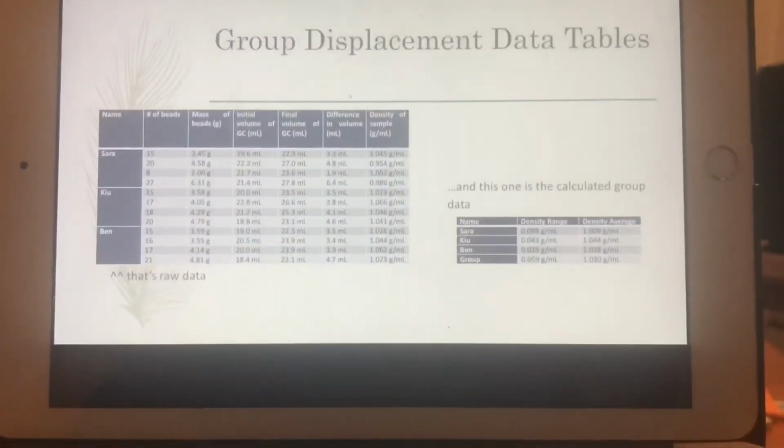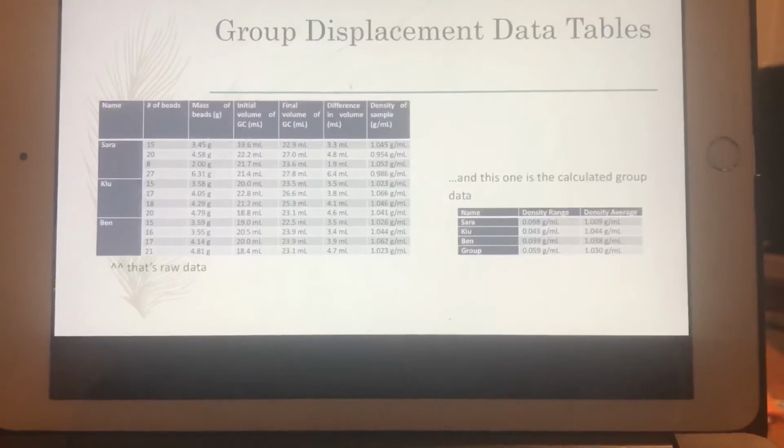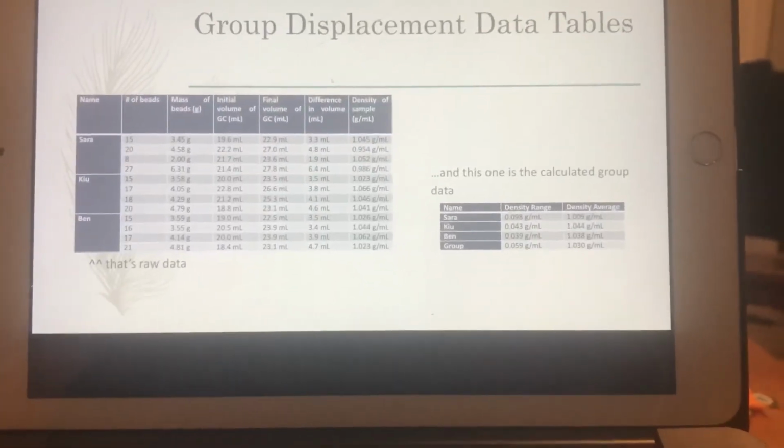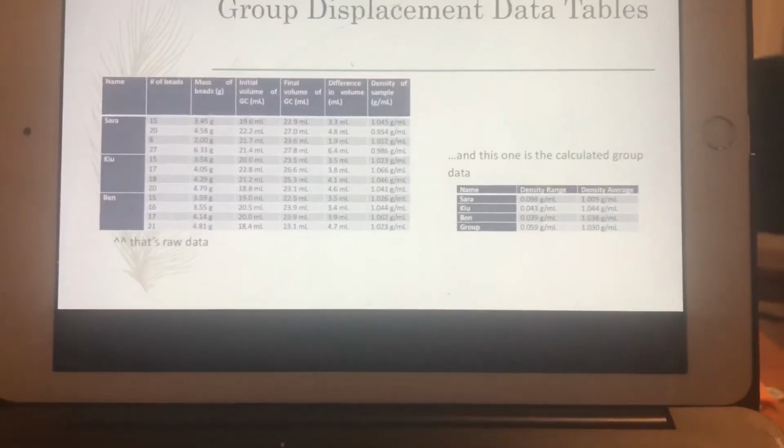All right, so here's the data for the first trial, which is displacement. We only had 3 data sets because someone didn't turn theirs in, and that's fine.